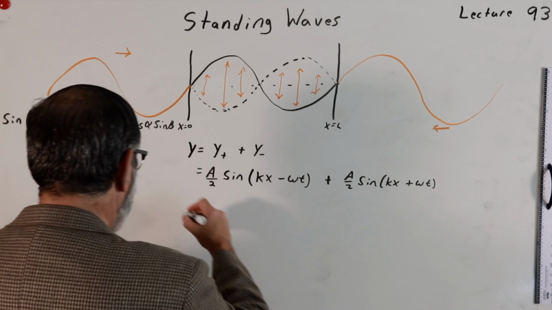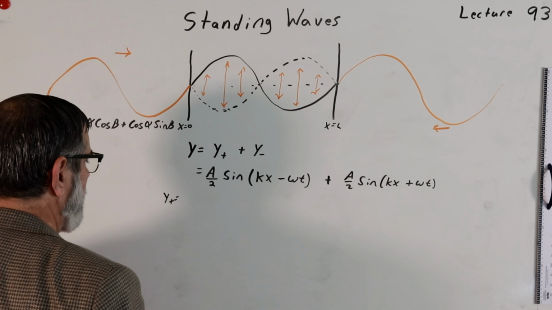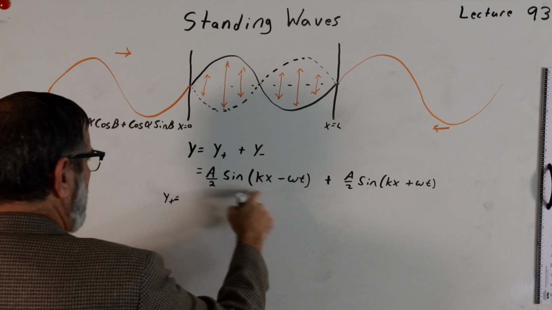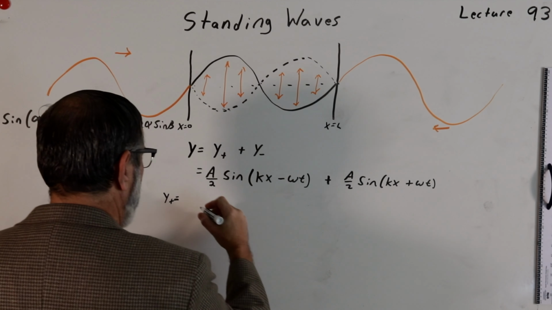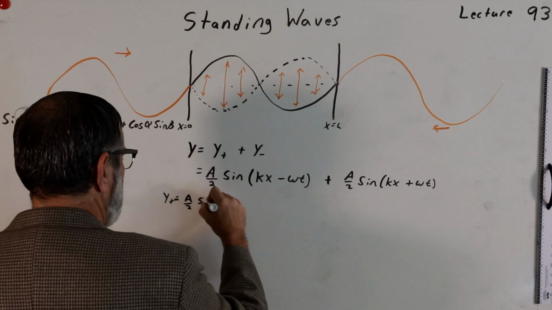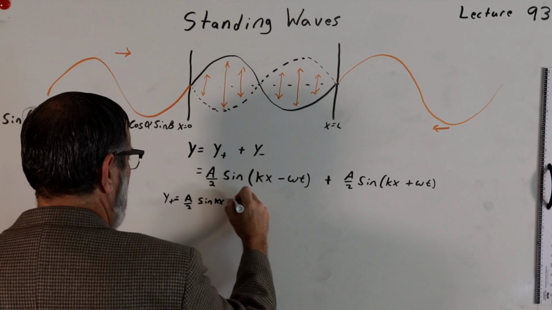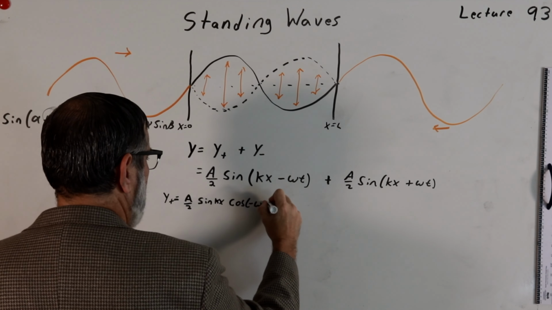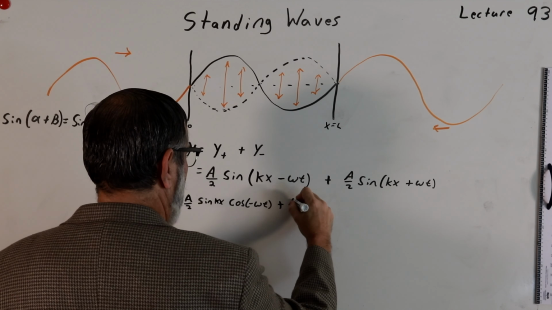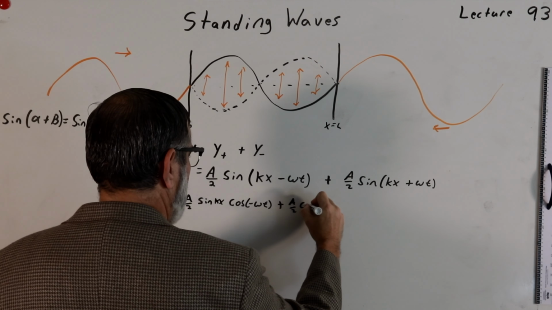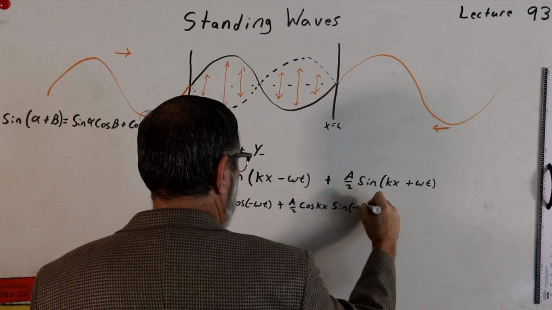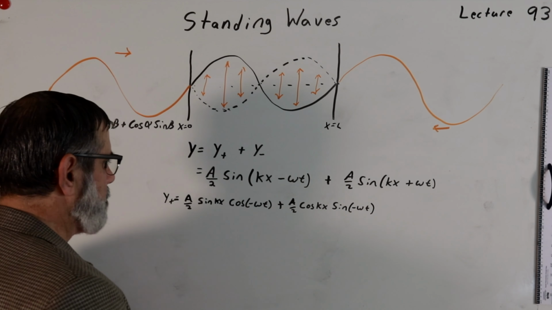Okay? So first I want to do the y plus term. That's this part here, right? This is y plus. If I expand this using this trigonometric identity, I'm going to get a over 2 times the sine of kx times the cosine of minus omega t. Okay? Plus the a over 2 again, cosine of kx times the sine of minus omega t. Right? Those are my two terms.